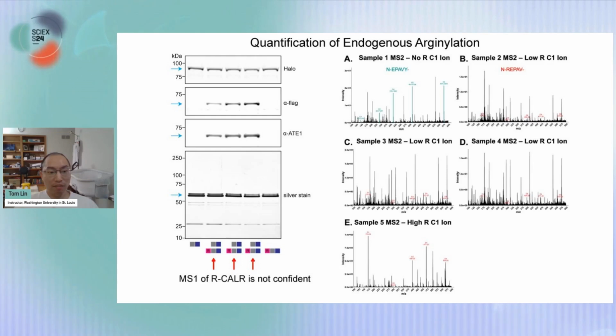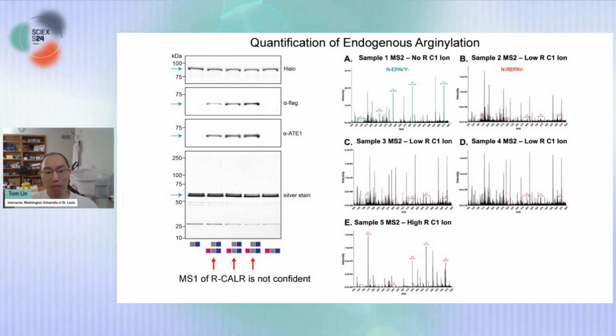We then tried to identify and quantify the arginylation at endogenous level using samples 2 and 4. By just looking at the MS1 spectra, we could not confidently identify the arginylation due to the low signal. However, when sending both species to the MS2 for fragmentation, we can clearly identify the N-terminal c series of ions containing the arginylation in samples 2, 3, and 4. Here, we use sample 1 as a negative control and sample 5 as a positive control.